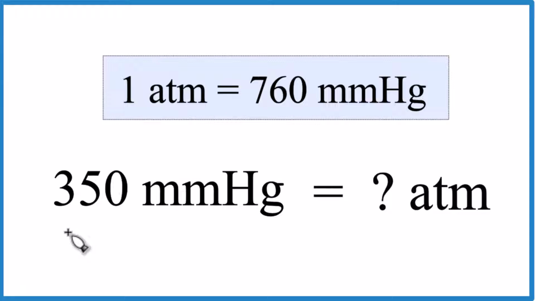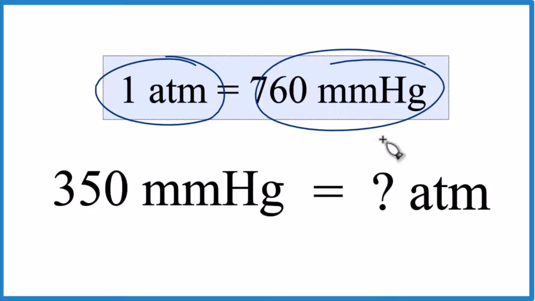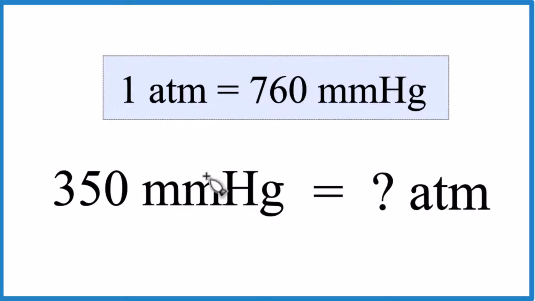Here's how you convert 350 millimeters of mercury to atmospheres. To do it, we need a conversion factor. And our conversion factor is that 1 atmosphere equals 760 millimeters of mercury. So we're going to multiply our 350 millimeters of mercury by our conversion factor.